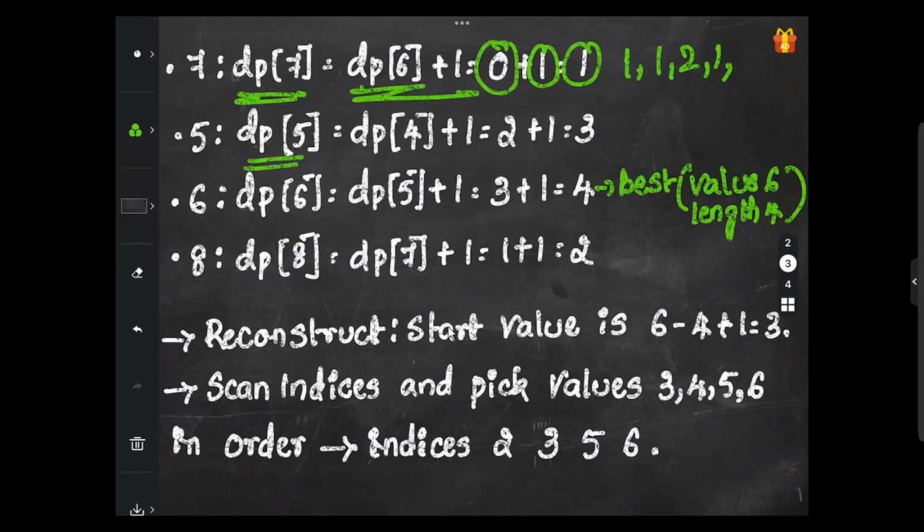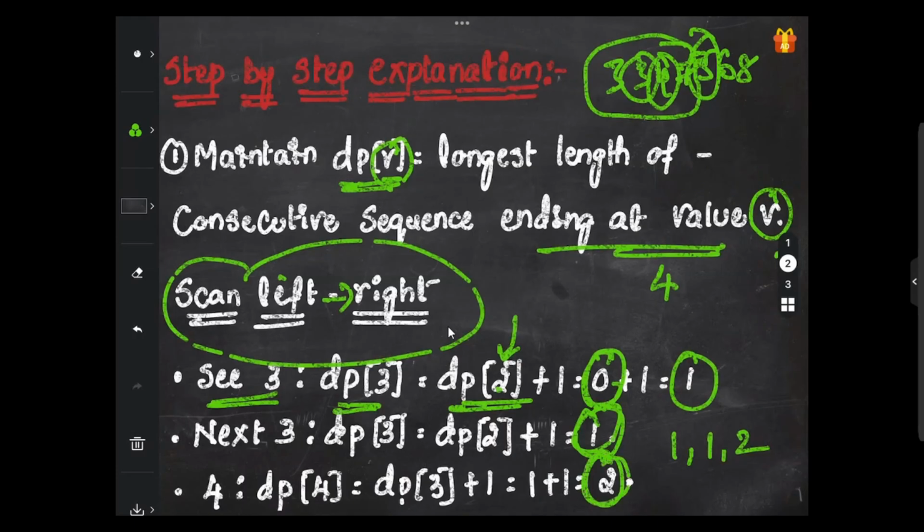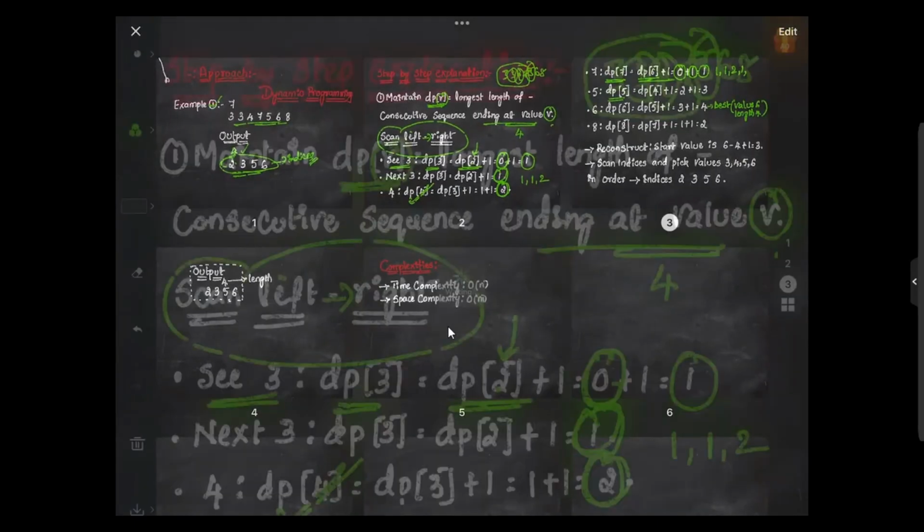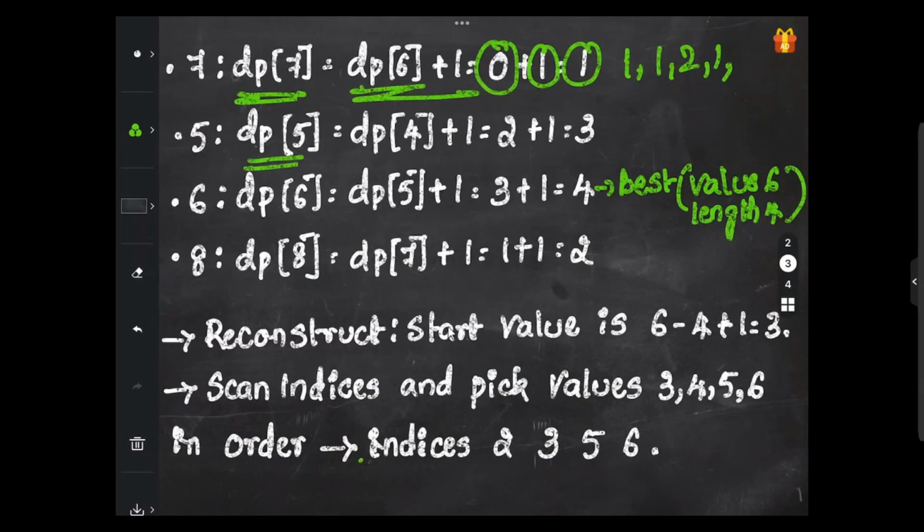dp of 5 will be dp of 4 plus 1. dp of 4 we have got the value 2 here, right? See here, dp of 4 equals dp of 3 plus 1, which is 1 plus 1, 2. So dp of 5 equals dp of 4 plus 1, nothing but 2 plus 1, 3. We got 3 here.